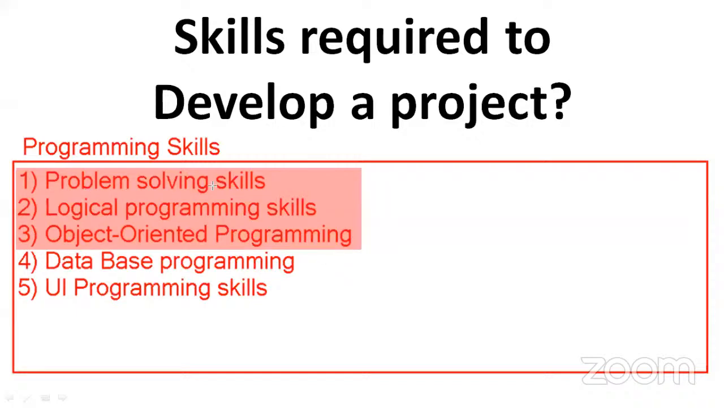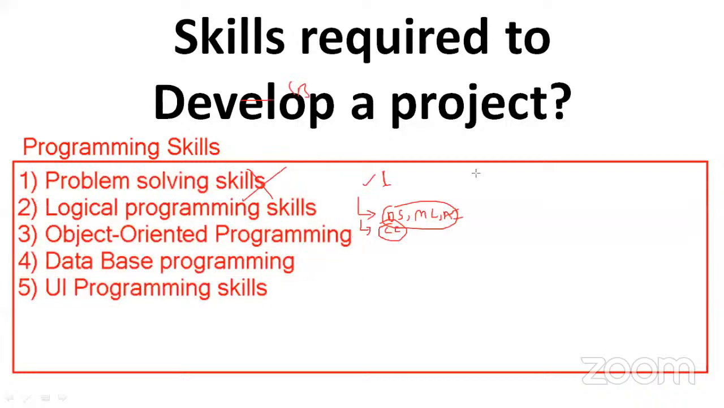So now tell me, problem solving skills, logical programming skills, and object oriented programming skills. These three are one group where we are developing the program. Then following that, next what do we learn? Database programming. Then next what do we learn? UI programming. Now please try to go back to our architecture, the previous architecture. Quickly let us try to understand our architecture.